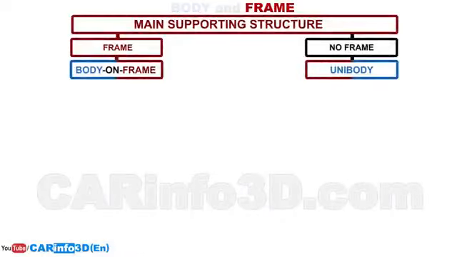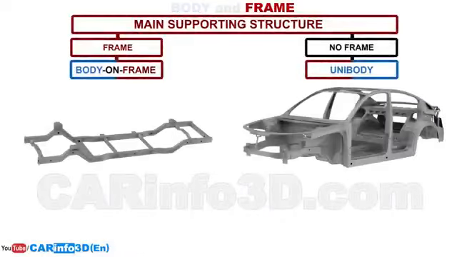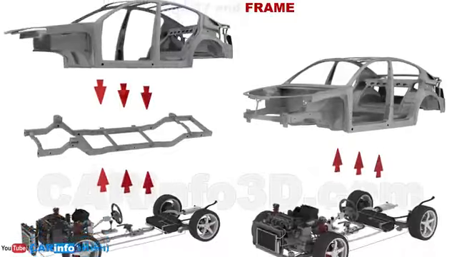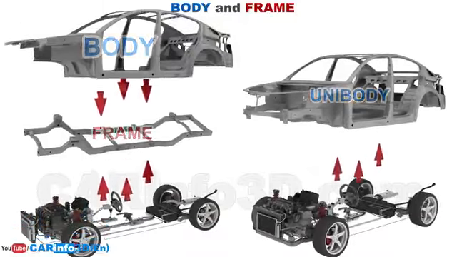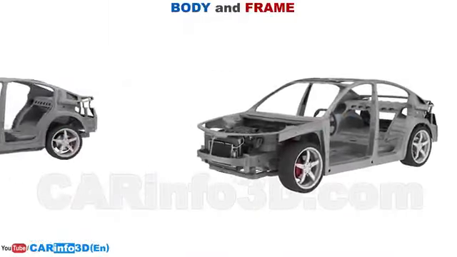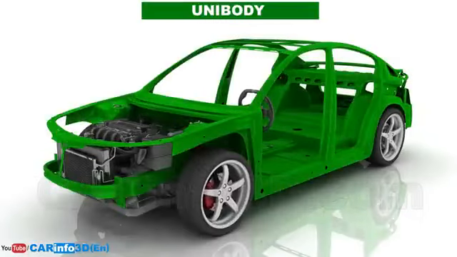Next comes the frame. It is the main supporting structure to which all other components are attached. It can be a body-on-frame or a unibody construction. The unibody combines the function of the body and the frame. Most modern cars use this type of construction. Body-on-frame vehicles are much rarer and primarily comprise off-road SUVs.